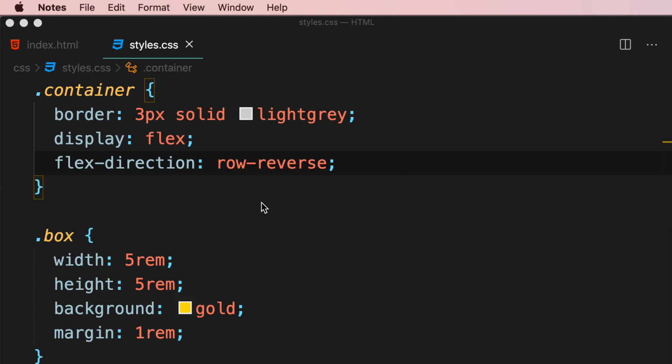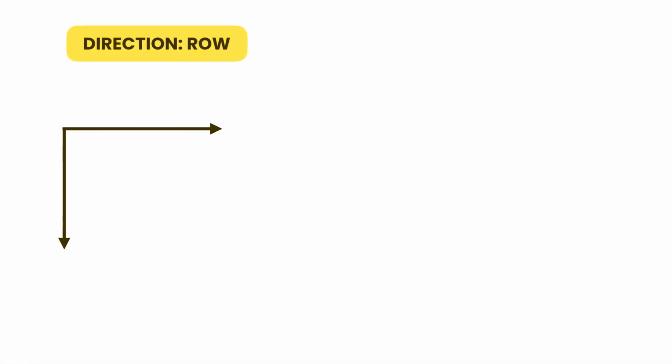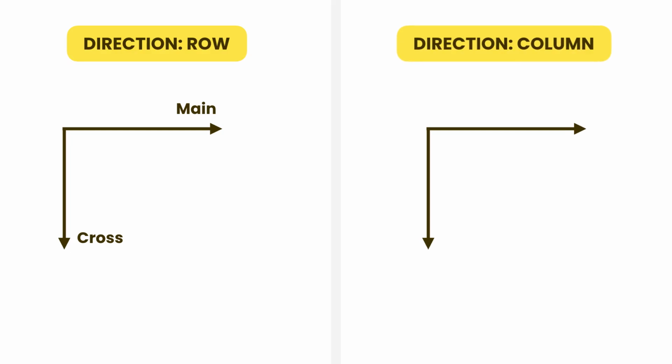Now let's talk about alignment. To align items, you need to understand the concept of axis in Flex. In Flex, we have 2 axes, the main or the primary axis, and the cross or the secondary axis. These axes are dependent on the direction. So if we set the direction to row, the main axis is going to be the horizontal axis, and the cross axis is going to be the vertical axis. In contrast, if we set the direction to column, the main axis is going to be the vertical axis, whereas the cross axis is going to be the horizontal axis.